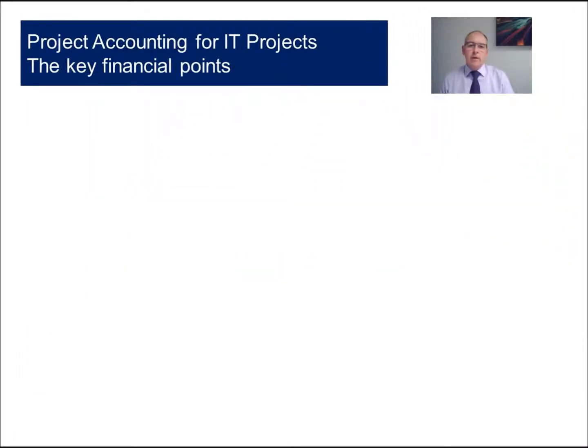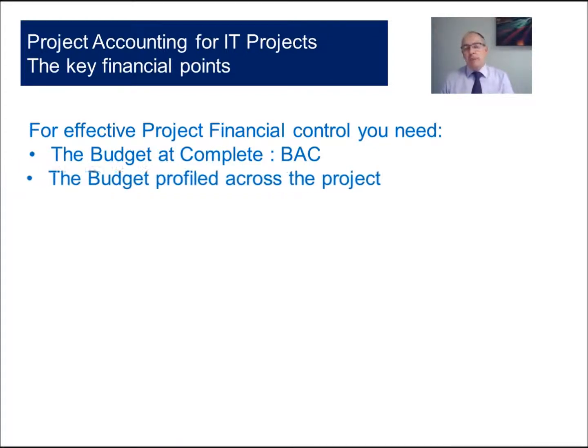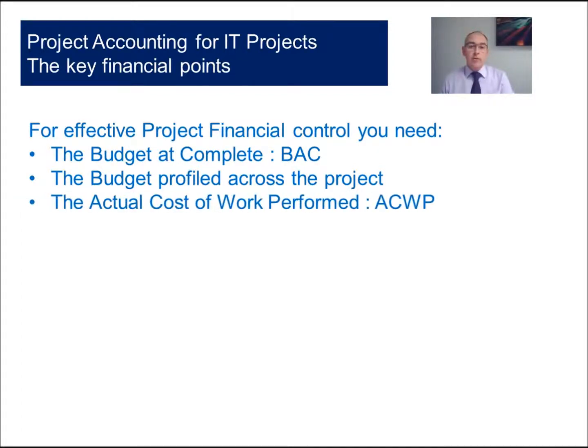So the key points we need to remember when we're doing our project accounting. The first is, what is our budget at complete? How much money have we got to spend? The second is that we must profile the budget across the project, so we look at it by each stage. Then as we do the work, we track the actual cost, the money we spent on software and hardware, on services to deliver. And then we have to do our estimate to complete. What's the work coming up by stage to complete that stage and to complete the project?